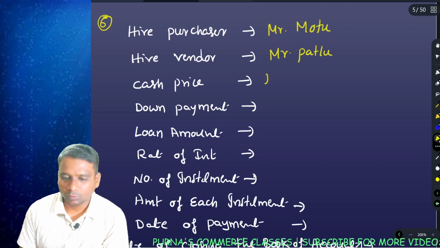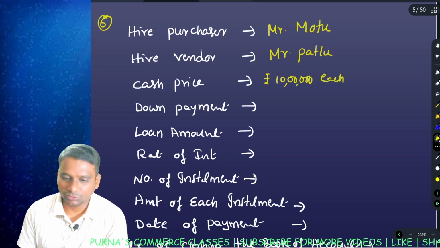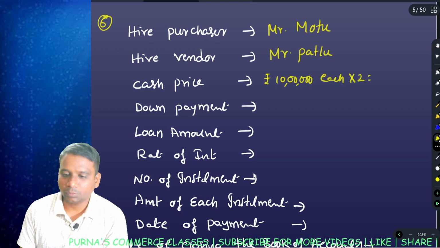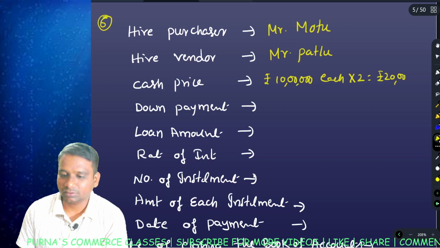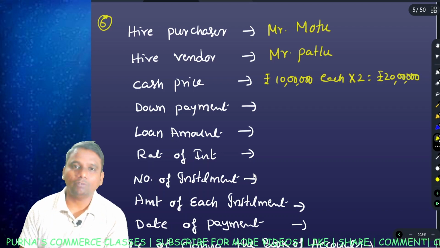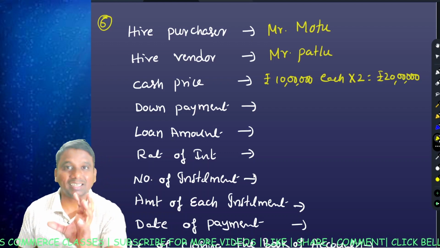Now cash price. Let us assume rupees 10 lakhs for each tempo. How many tempos would Mr. Motu like to buy? Two. That means total cost 20 lakhs. What is the cash price of the tempos? Each tempo 10 lakhs, 2 tempos 20 lakhs. That is the cash price.